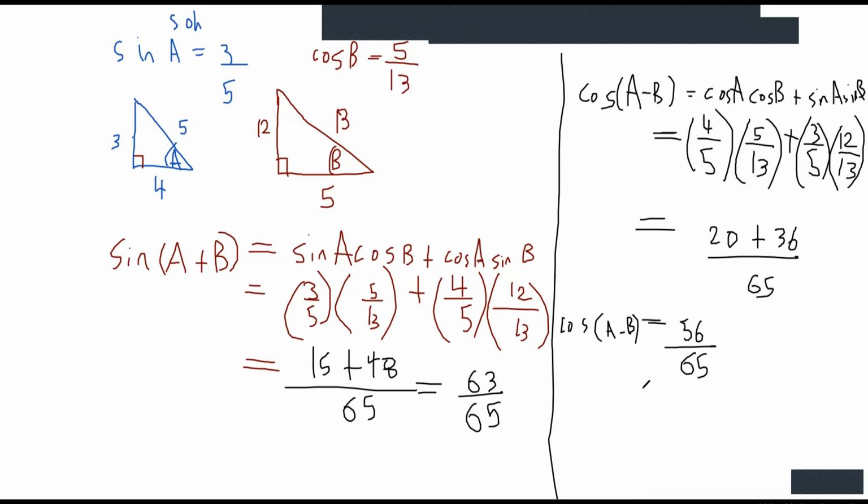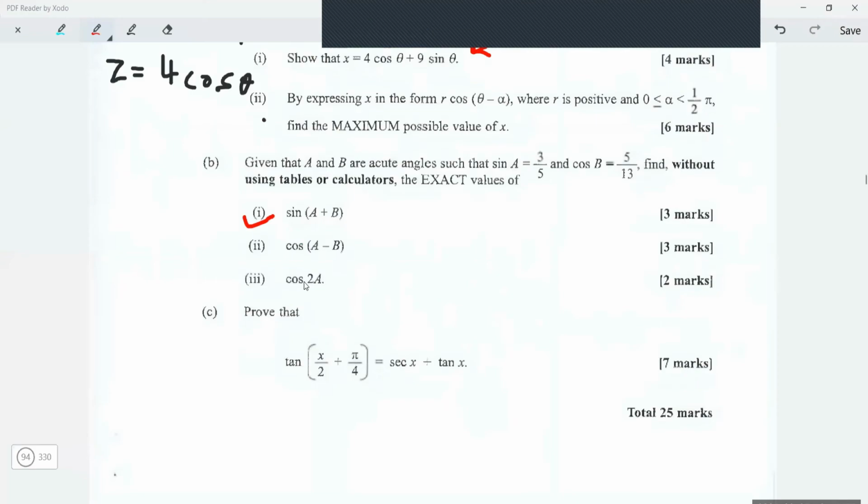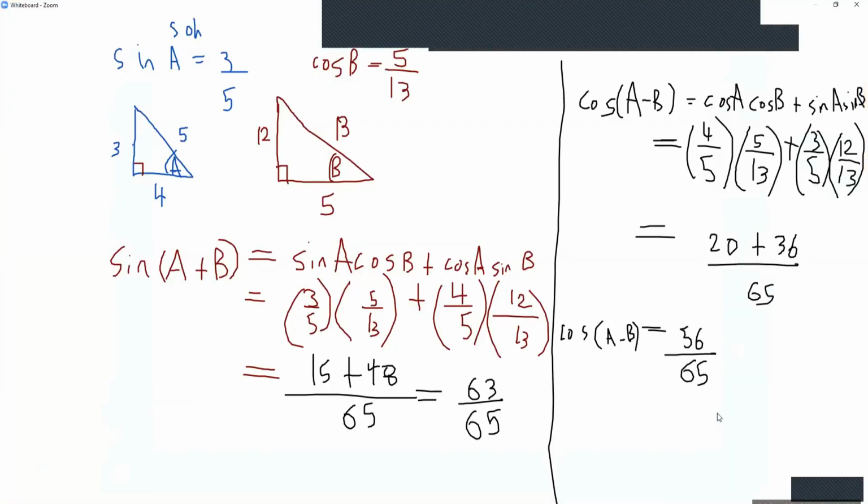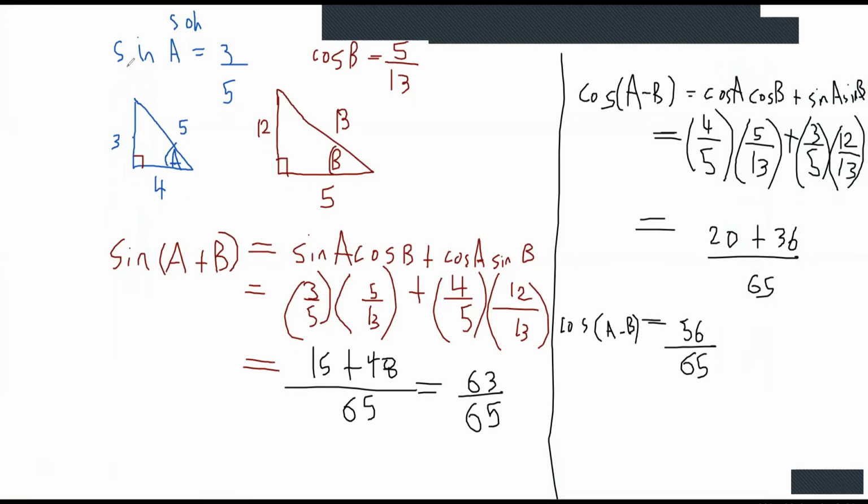Now, guys, there's something that it asks next that I really like, because you can do it in multiple ways. Cos 2A. Cos 2A has 3 formulas, and I feel like we can write out all 3 of them. So if you want to find cos 2A, tell me the first one. Cos squared A minus sine squared A.